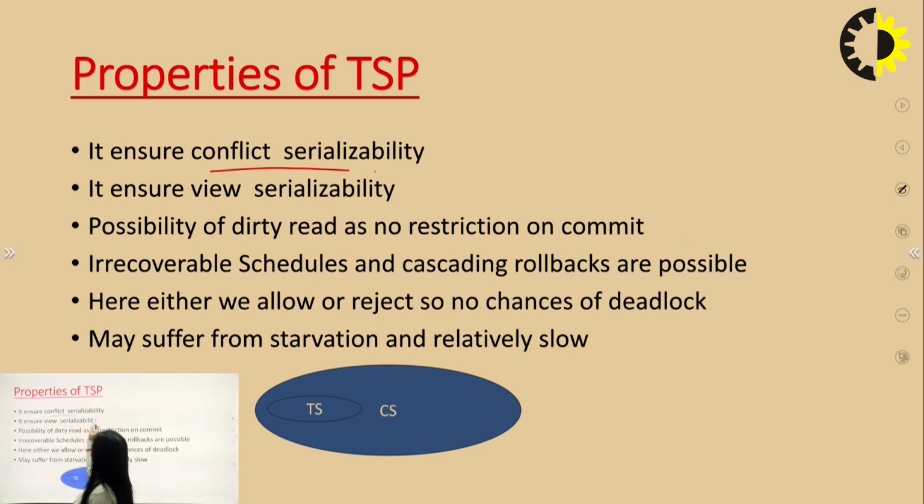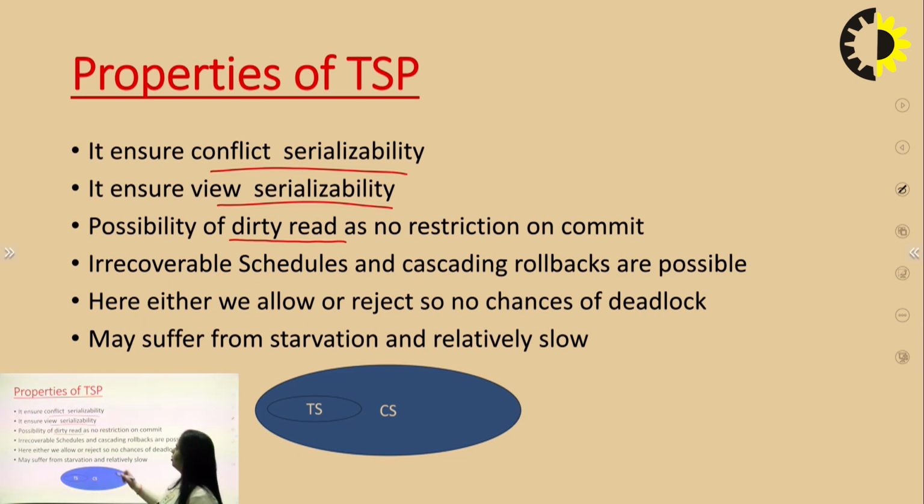It ensures conflict serializability, and it also ensures view serializability. Means the schedules we get with these protocols are conflict serializable and also view serializable. Next, there is some possibility of dirty read operation. What is the dirty read? Reading the uncommitted data is known as the dirty read problem.